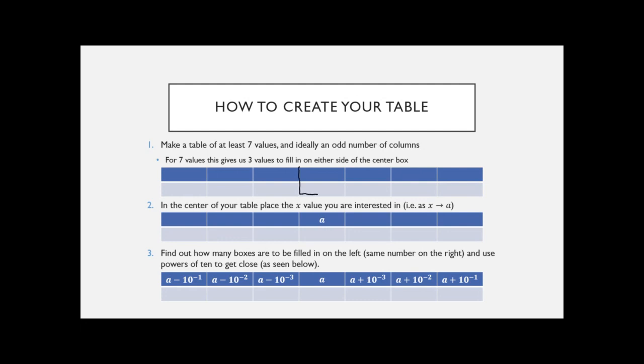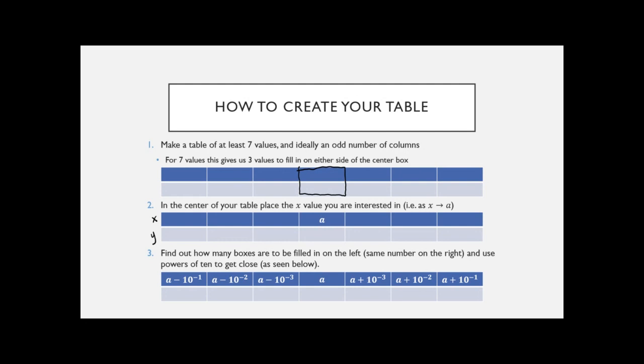Like the middle box here, if I'm looking for the limit as x goes to 2, I would put 2 in that spot. And then I'd be looking to the left of 2 and to the right of 2 on either side, and you have a mirror image. So like step 2 here, if it's x approaching 2, then where I have a here, I'll just put the number 2. And you would have your x values here, and then your function values or your y values underneath.